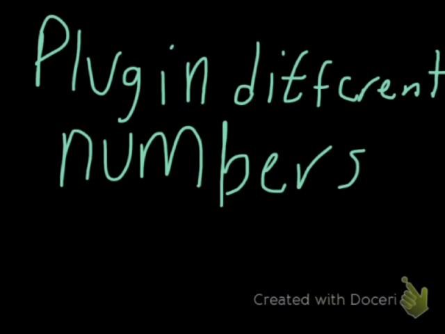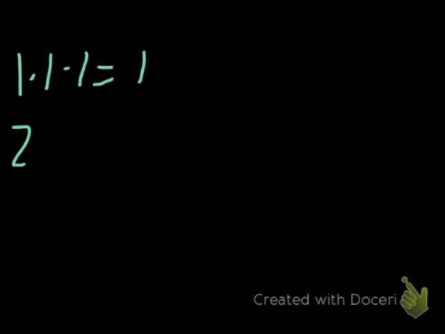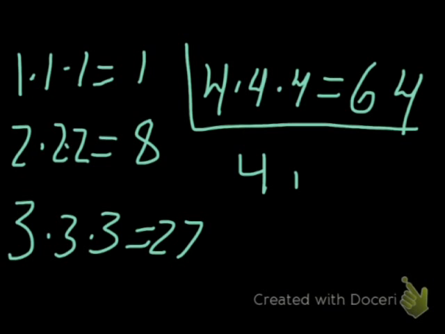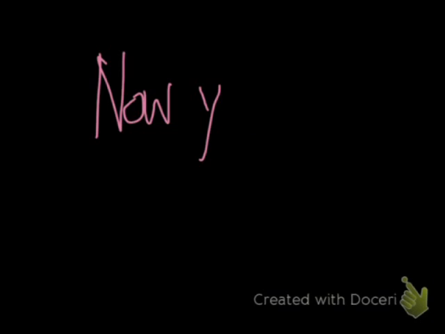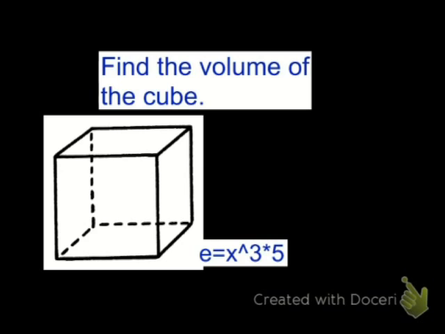Plug in different numbers to find the solution. So sadly, with cube roots, there's no exact way. It's kind of like a guess and check unless you know your tables. So 1 times 1 times 1 equals 1. 2 times 2 times 2 equals 8. 3 times 3 times 3, none of those are close. Oh wait, never mind. 4 times 4 times 4 equals 64. You got it. See, 4 is the answer. Good job, kids.